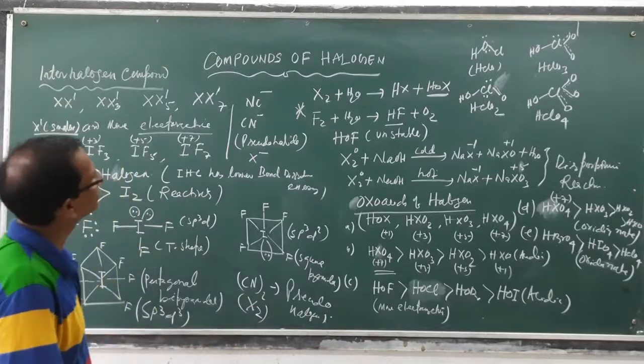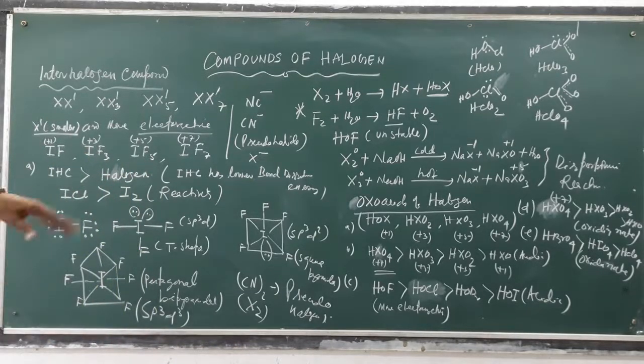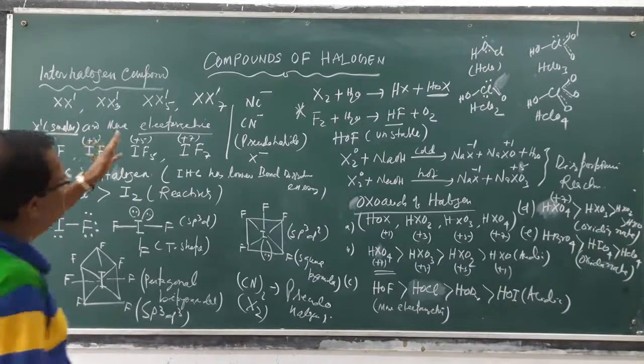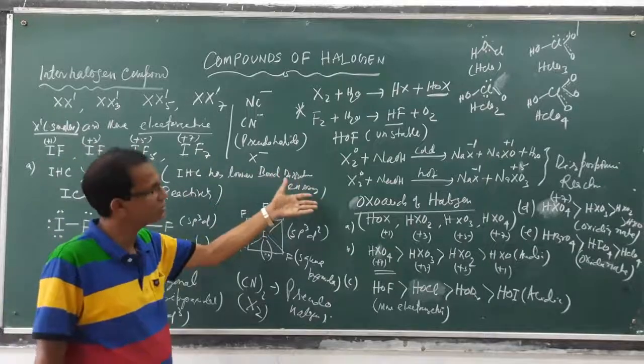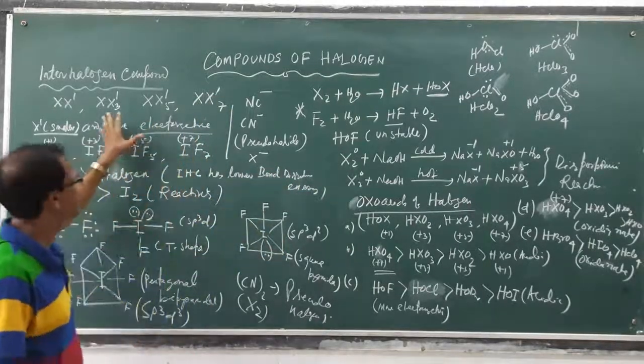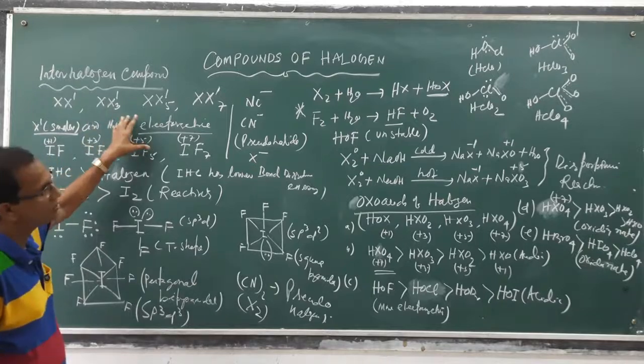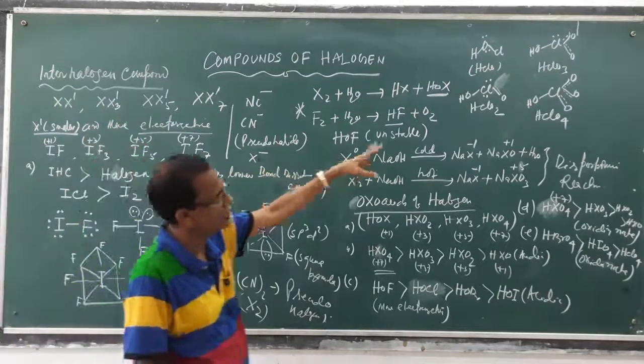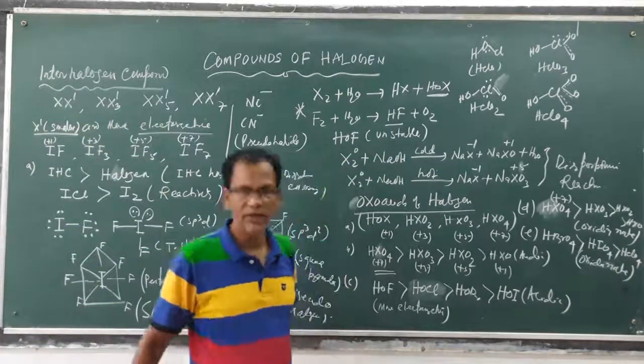So these are some important points on the preparation and some structures of compounds of halogens, mainly oxides, interhalogen compounds and oxoacids of halogens. Okay, thank you.